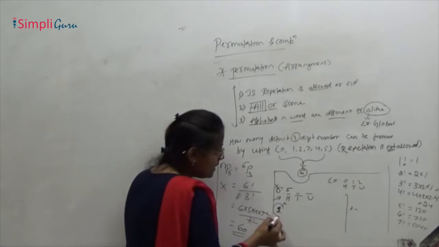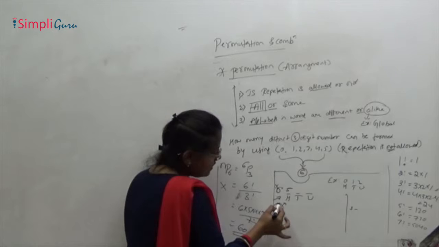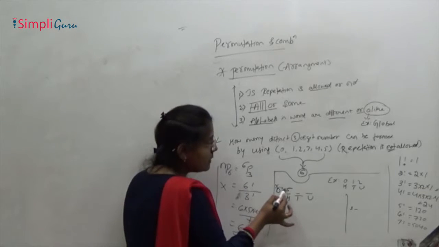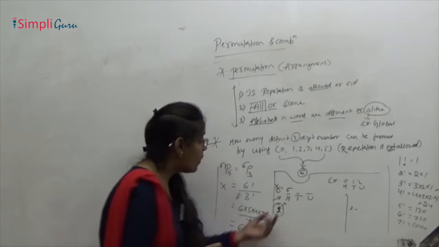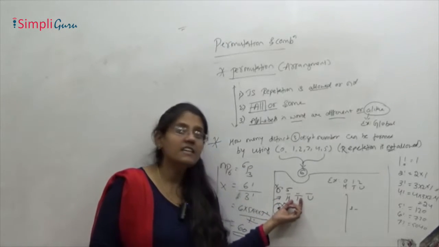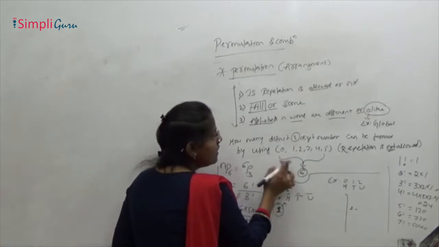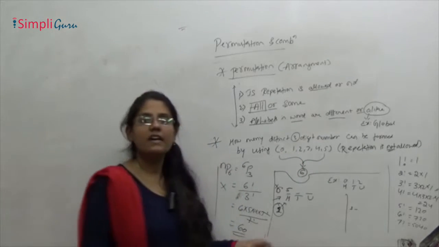So this will be discarded. So 1 is already used, it will be discarded here. 0 will be discarded for the 100th position. Whatever number you wrote at the 100th position, we can't write at the 10th position. So again, except the number 1, I can write any number at the 10th position.